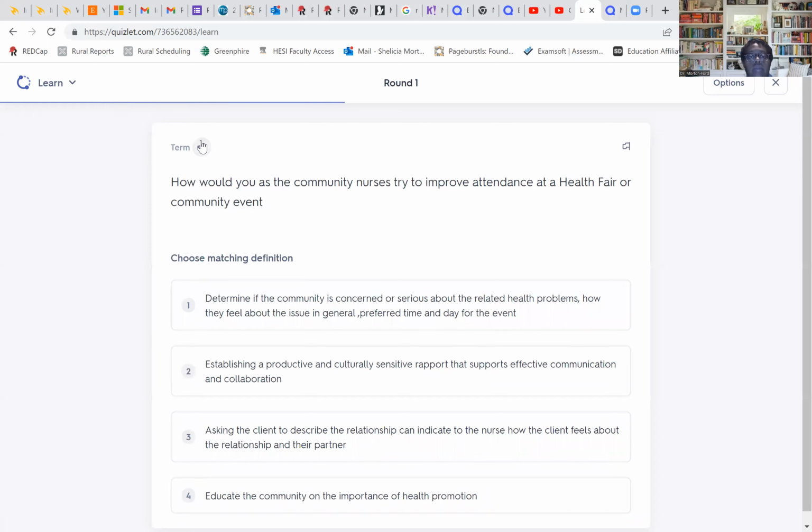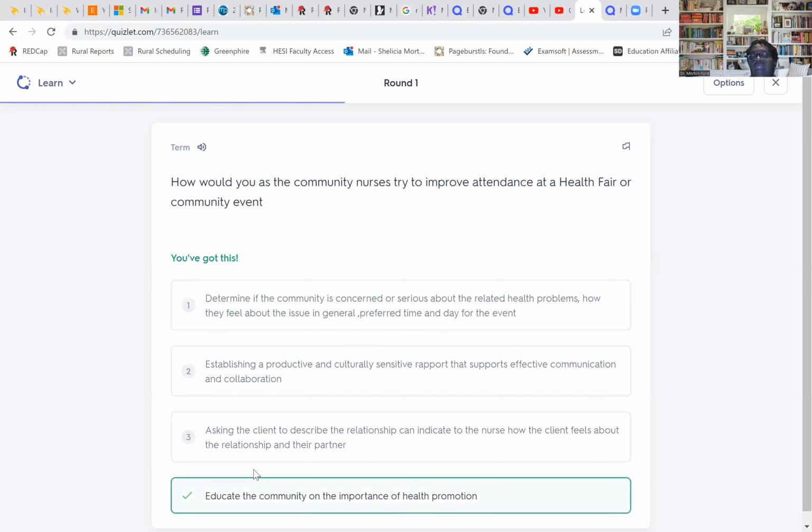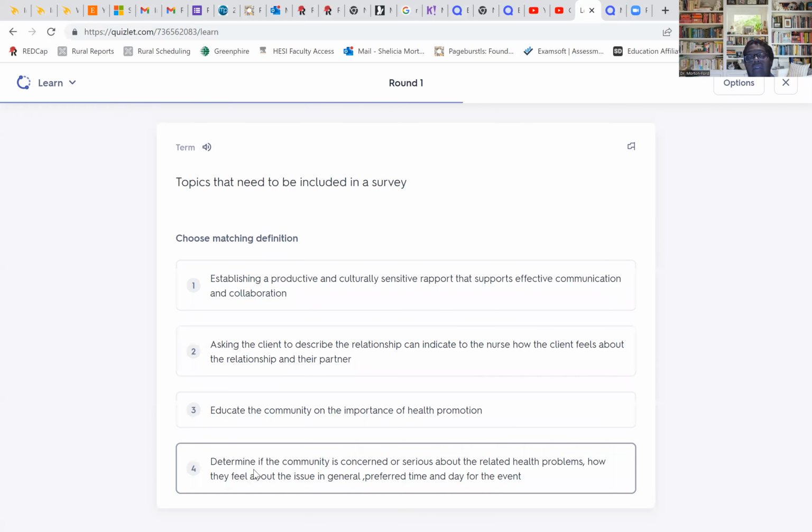How would you, as a community nurse, try to improve attendance at a health fair or community event? You want to ensure that the community really understands the health topic and the importance of it. Because if they don't know what it's about, and also how important it is to become aware of it and become knowledgeable of it, then more than likely they're not going to participate. Your participation is going to be low.